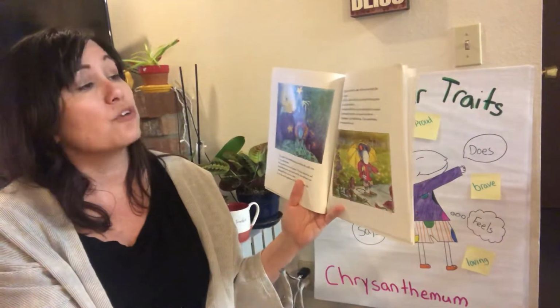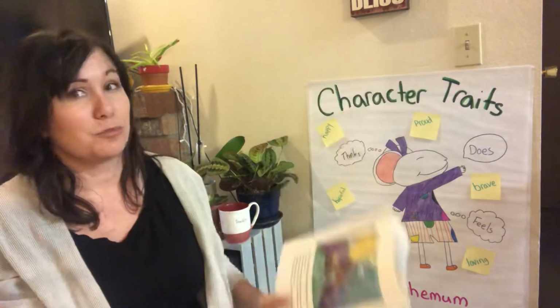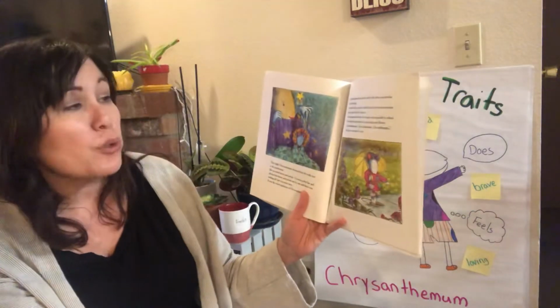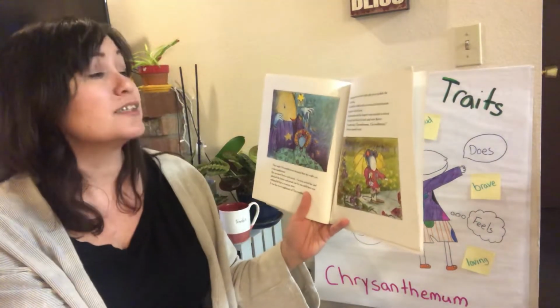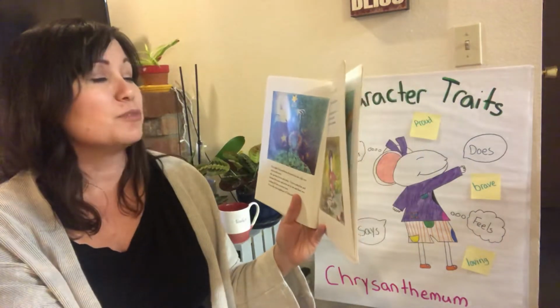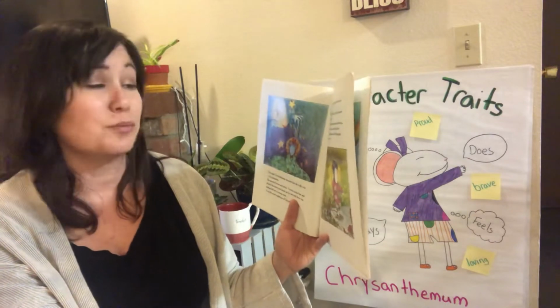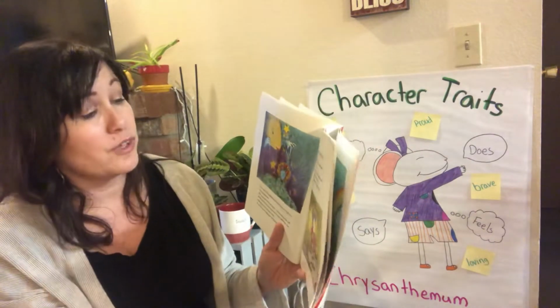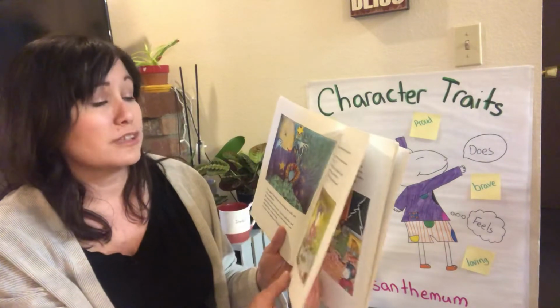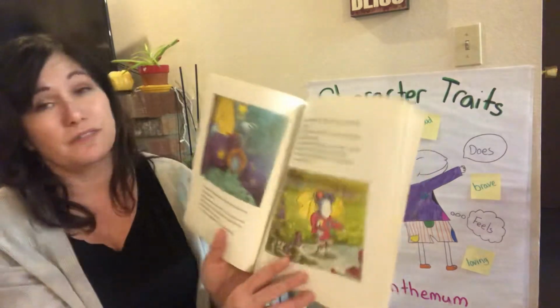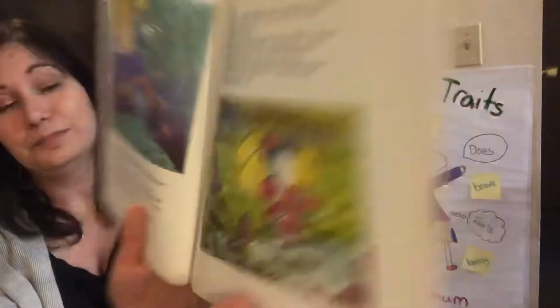Chrysanthemum wore her outfit with 7 pockets the next morning. That's the one I drew. She loaded the pockets with her most prized possessions and her good luck charms. Chrysanthemum took the longest route possible to school. She stopped and stared at each and every flower. Chrysanthemum, chrysanthemum, chrysanthemum, the flowers seemed to say.